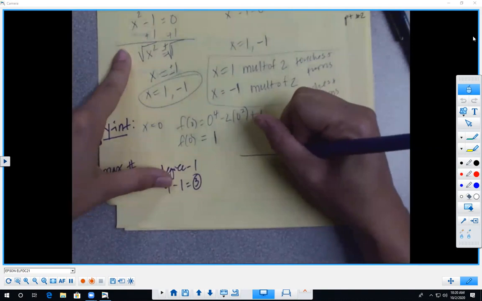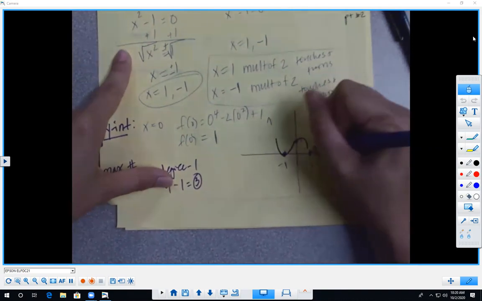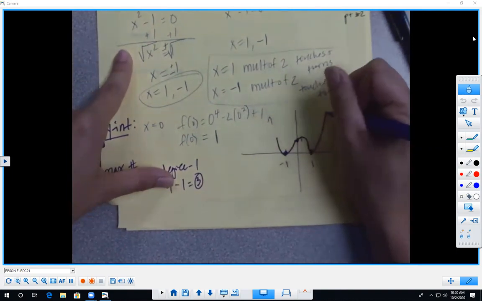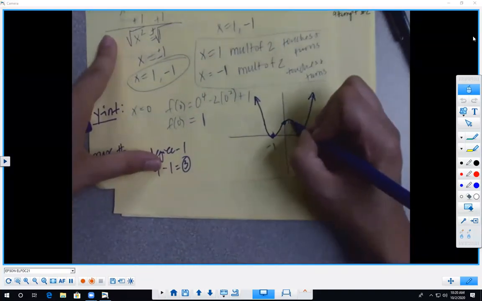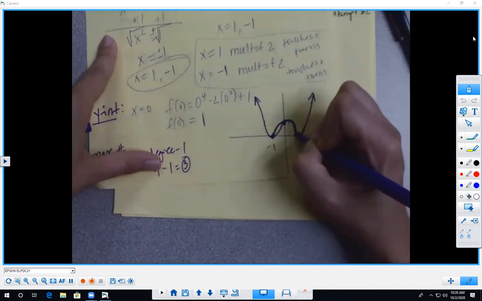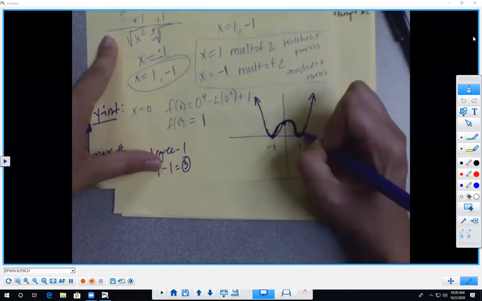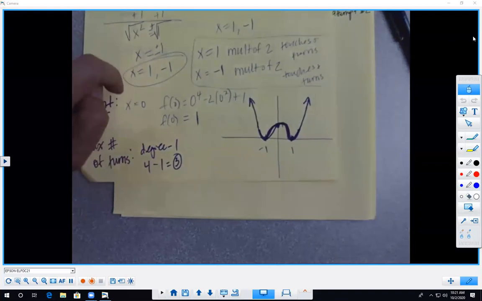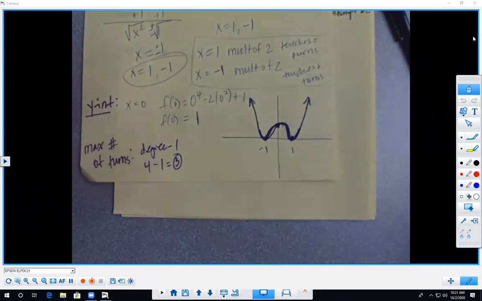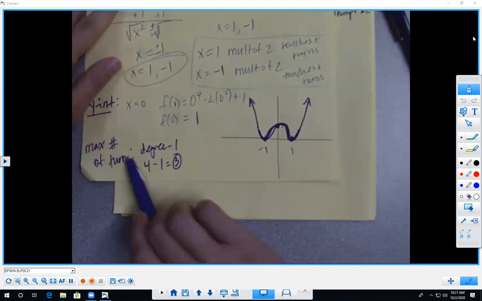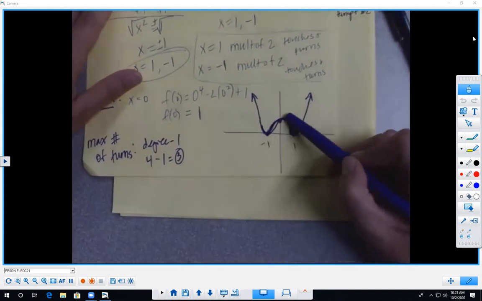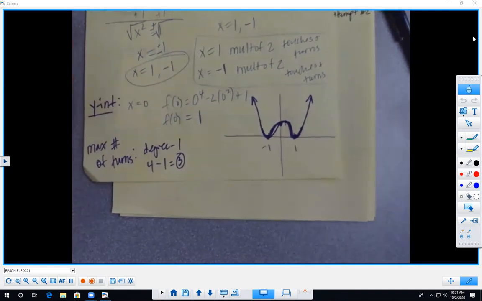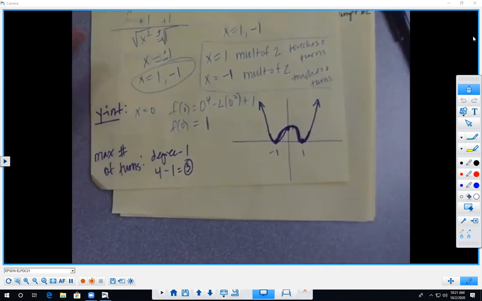Make it a curve instead of jagged. I didn't do a very good job, but you get the idea. Don't make it a jagged W, make it a curve. It would look more like this. And you can check, does this follow the maximum number of turns? How many turns do I have here? 1, 2, 3. Yeah, that's the maximum I can have. I can't have any more than that. Questions about that?